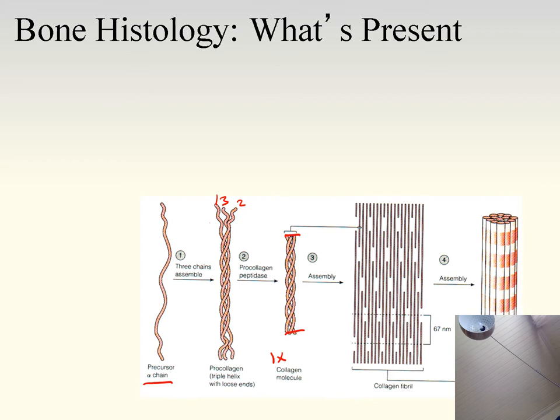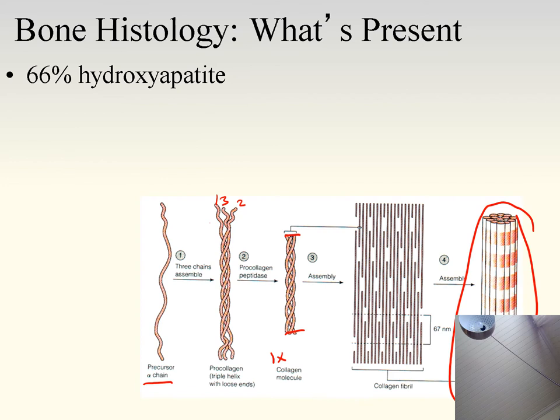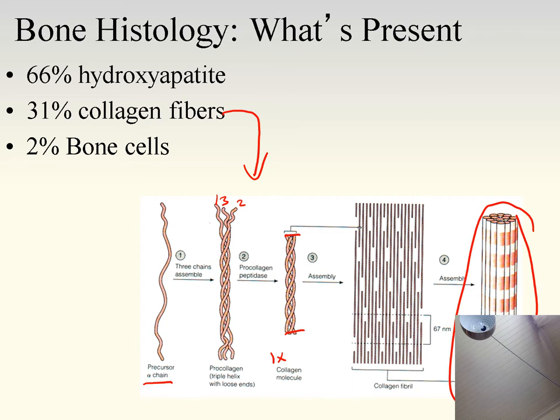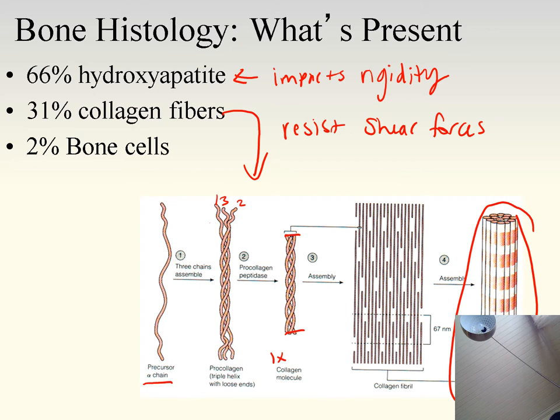And if you want to make a collagen fiber or fibril, you have to put lots of these together in this particular pattern, and then you have to put lots of them together in that particular pattern. So there's multiple levels of complexity, and this is what gives collagen its superpower, which is its strength and shear resistance. And then hydroxyapatite imparts rigidity. So the crystal makes it stiff and rigid and hard. The collagen makes it just bendy enough so that if your bone is strained, it's going to bend a little bit before it breaks. And that's important. We'll see why in a little bit.